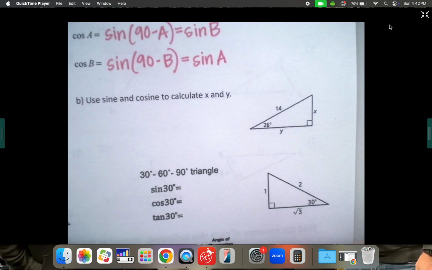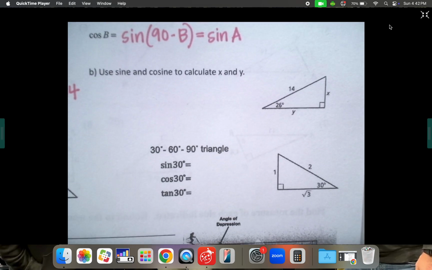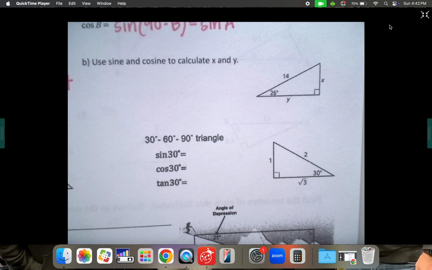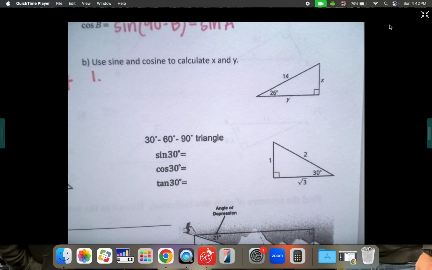So let's use sine and cosine to calculate x and y. This is actually why we use trig, because sometimes you can't use the Pythagorean theorem. Look at this. We know that one angle is 90, we know the hypotenuse is 14, and we know one angle is 26, but we're not going to be able to come up with either of the other two sides based on only knowing one side, unless you have trigonometry. So let's do x first. This is step one. We're going to find x.